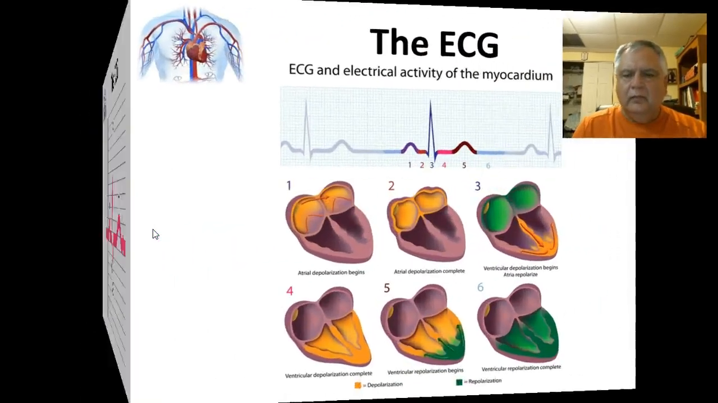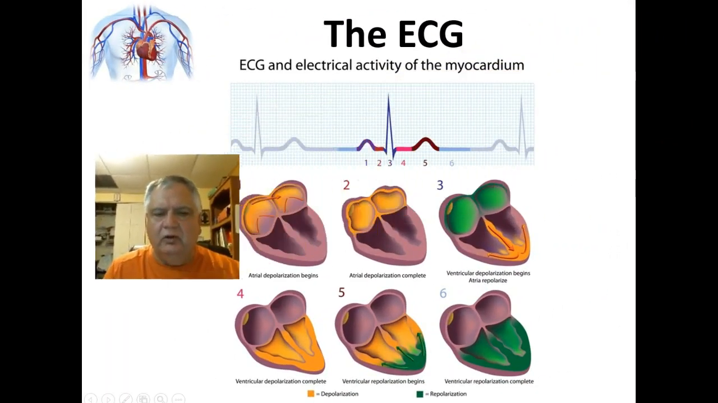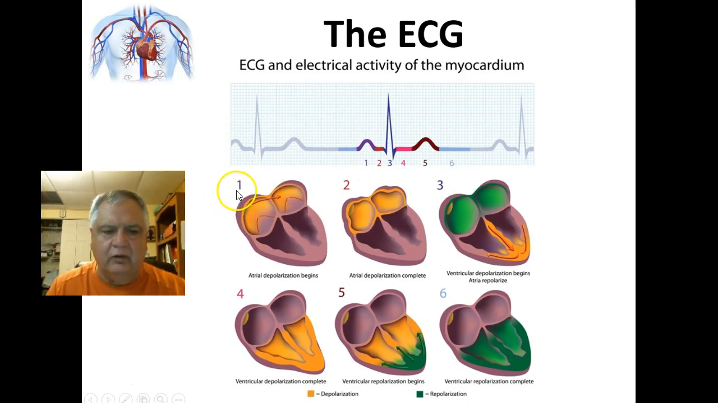So in this slide, we can kind of show you what's being represented here. So in number one, here we have atrial depolarization begins. So we see the P wave with atrial depolarization. By the time we get to 2, where this little flat line is, the depolarization is over. Okay, so we don't have a bump or a lump there because we're back to the flat line again. So atrial depolarization is complete.